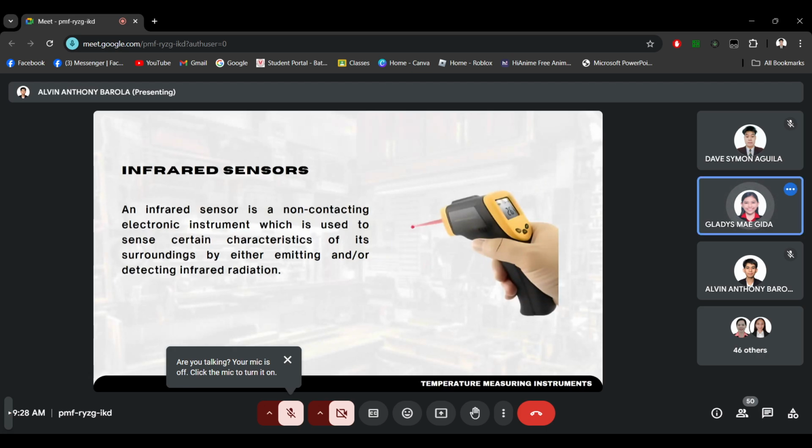Infrared sensors. An infrared sensor is a non-contacting electronic instrument which is used to sense certain characteristics of its surroundings by either emitting and or detecting infrared radiation. Next point.